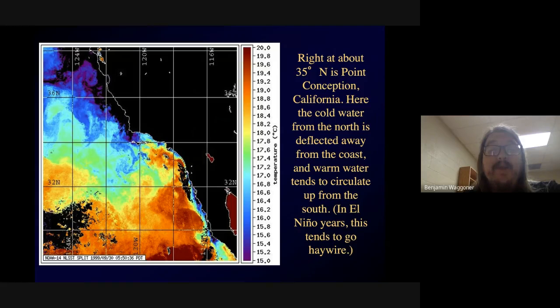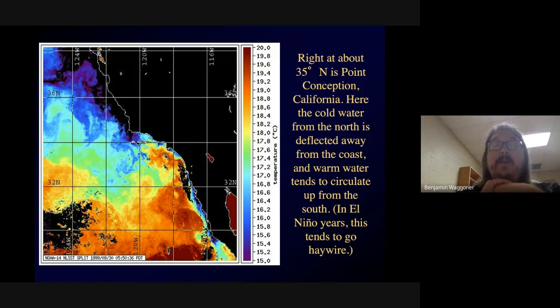And right at about 35 degrees north, the California coast takes a little knee. And that knee is called Point Conception. And you'll notice that the warm water part of the California coast goes up to about where Point Conception is. Right where Point Conception is, that cold water coming from the north on the California current is deflected away from the coast, and warm water circulates up from the south. So there's a lot of cold water north of Point Conception, and there's warmer water south of Point Conception.